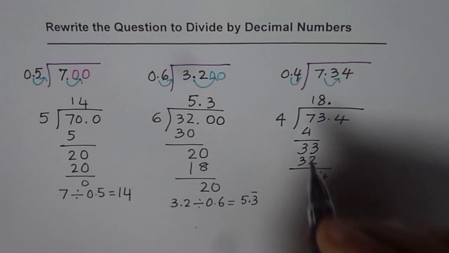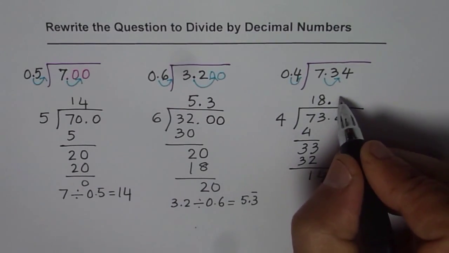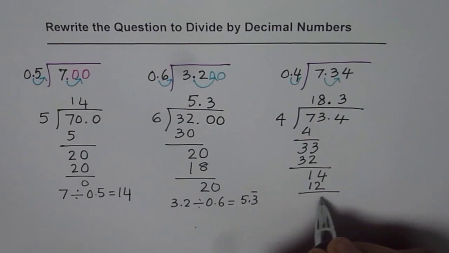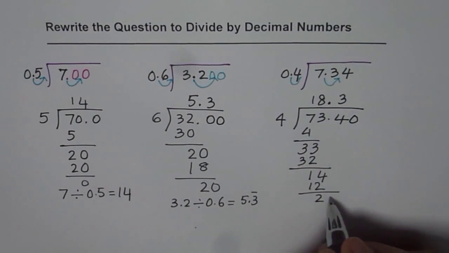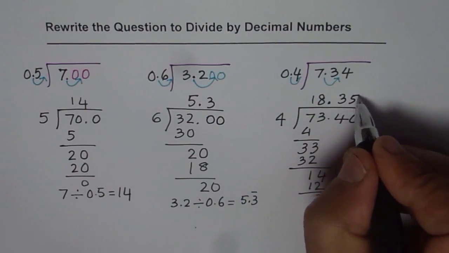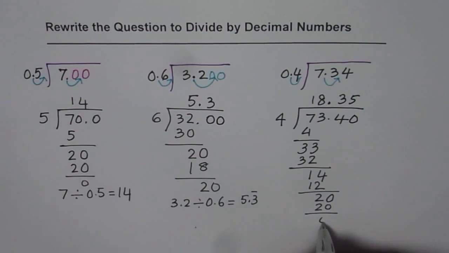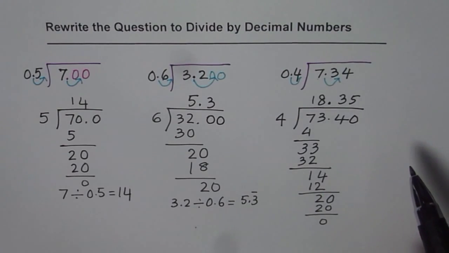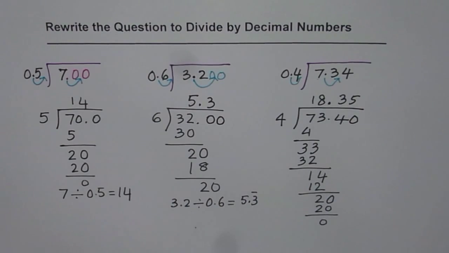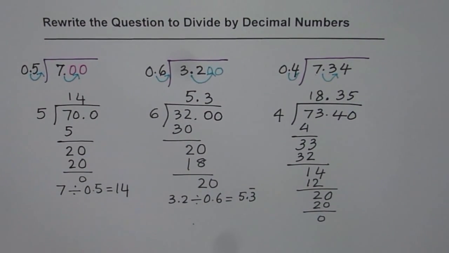Now in this case, 4 divides into 14. 4 times 3 is 12. Okay, you are left with 2. We can add a 0 after the decimal. It is the same number. Bring down that 0. And 4 times 5 is 20, right? So the remainder is 0. So that is what we get when we divide 7.34 by 0.4. It is 18.35. I hope with these three examples, now you understand how to divide by decimal numbers, and we have taken specifically only one number as a divisor in this particular case.